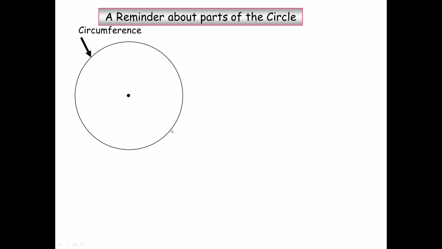First thing we're going to do, we're going to look at the parts of the circle and remember what they're called. So that's a circle, and round the outside of the circle is called the circumference. The bit lying straight through the middle from one edge of the circle to the next is called the diameter. And half that, so from the middle to the edge, is called the radius.